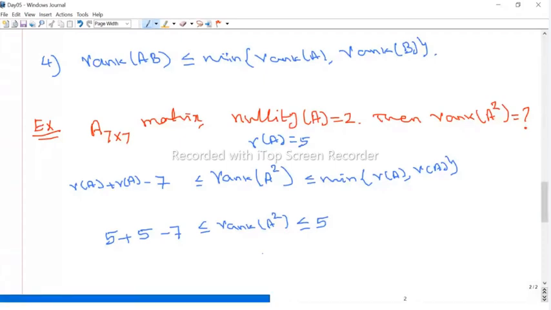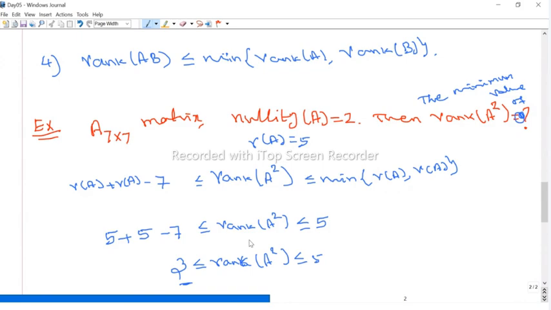Actually the question is, what is the minimum value of rank of A square? Therefore, what you'll get, 10 minus 7 is 3. So 3 is less than or equal to rank of A square, which is less than or equal to 5. Therefore, the minimum of rank of A square should be 3. So that is the answer. The answer is 3.